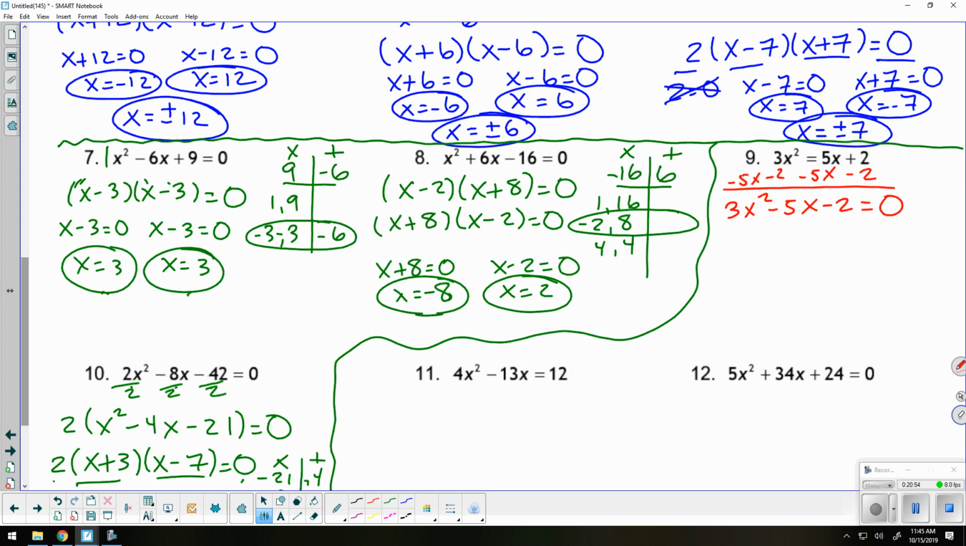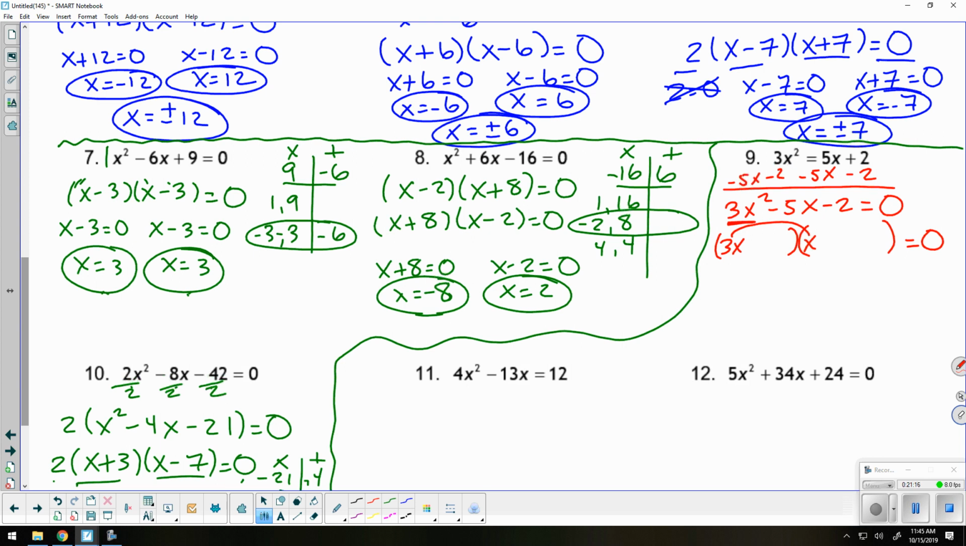Starting off, because we do have a 3x squared, the start of my binomials would have to be a 3x and a 1x, because 3 is a prime number. Only 1 times 3 is going to be 3. So if I FOIL these back together again, I want 3x squared, and a 3x and a 1x will give me that.